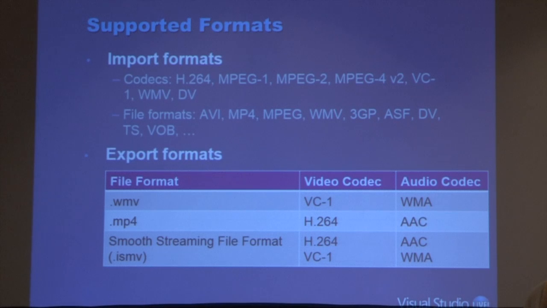But still, you see the common ones here: AVI, MP4, MPEG, WMV, 3GP. These are the popular formats and the popular codecs that are supported. Now, in terms of export, which is what Windows Azure Media Services can encode to, this list is much more limited. So you basically have 3 options here: WMV, MP4, and the smooth streaming file format.